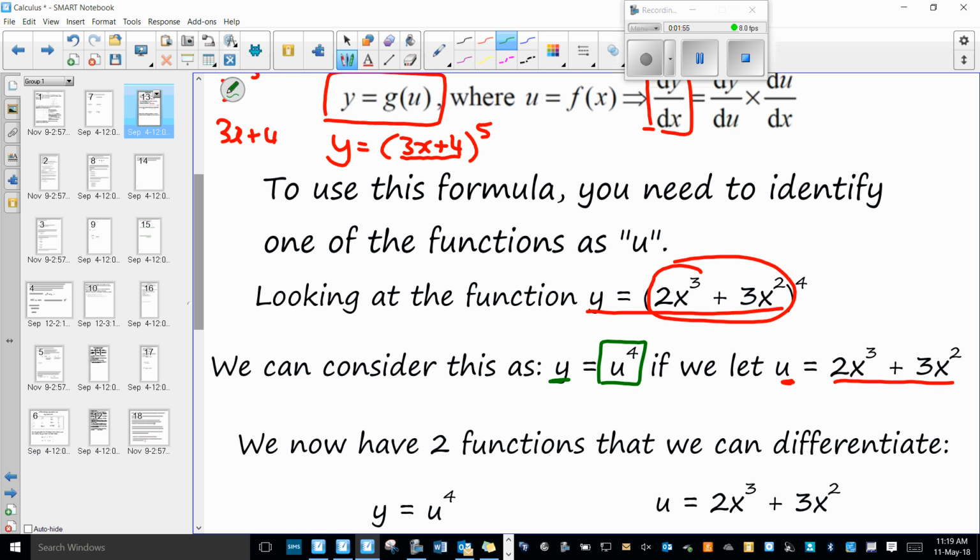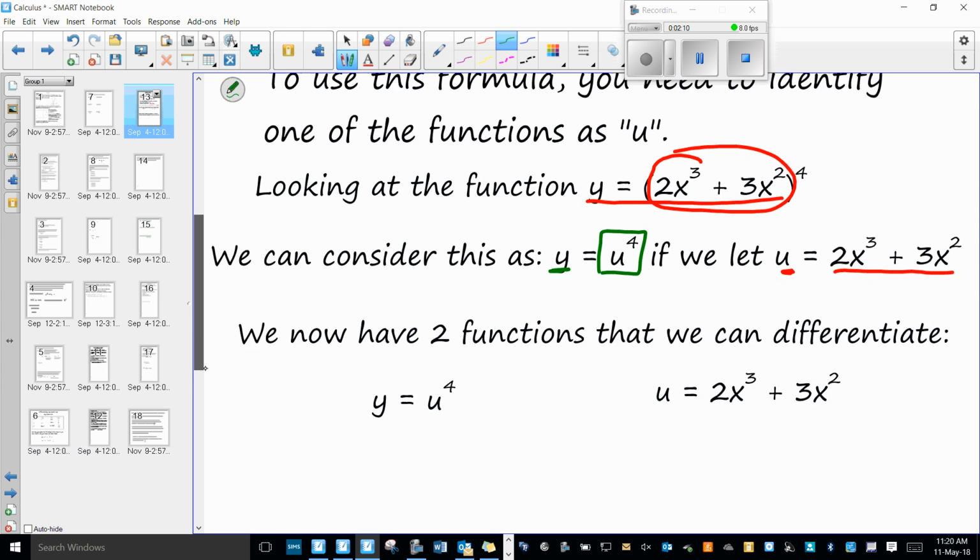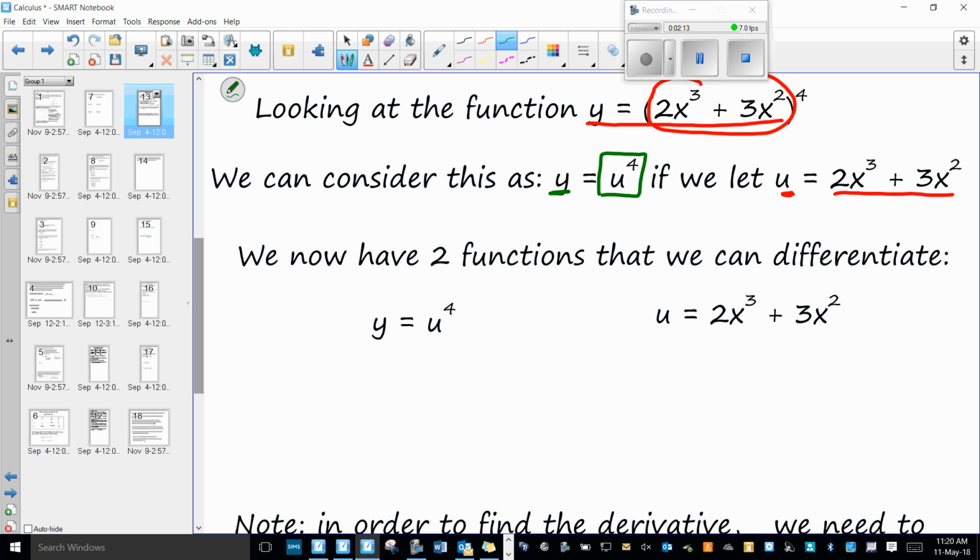Okay, I'll let you bring that in your heads. I've said that this whole expression here is u, and therefore y can be written as u to the power 4. So now we've got two functions that we can differentiate. Now, if I were to differentiate this left-hand side, I wouldn't say dy dx. What would I write? dy du. Nice, because my expression here has got u's in it.